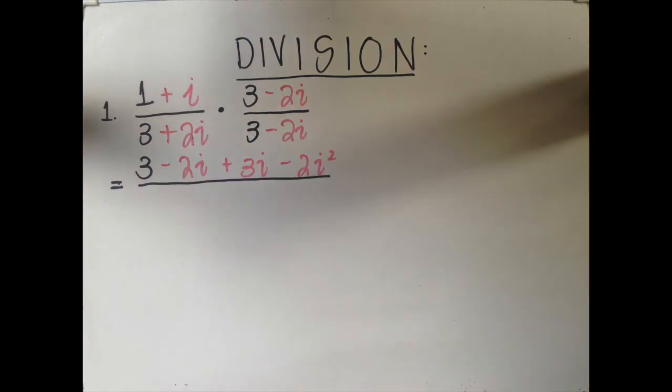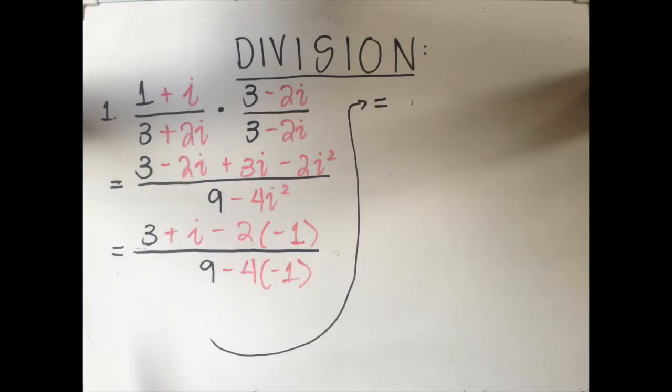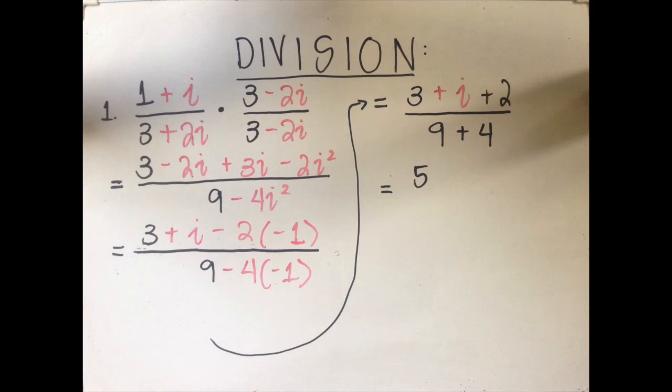minus 2i squared divided by 9 minus 4i squared, which is equal to 3 plus i minus 2 times negative 1 divided by 9 minus 4 times negative 1, which is equal to 3 plus i plus 2 divided by 9 plus 4. The answer is 5 plus i divided by 13.